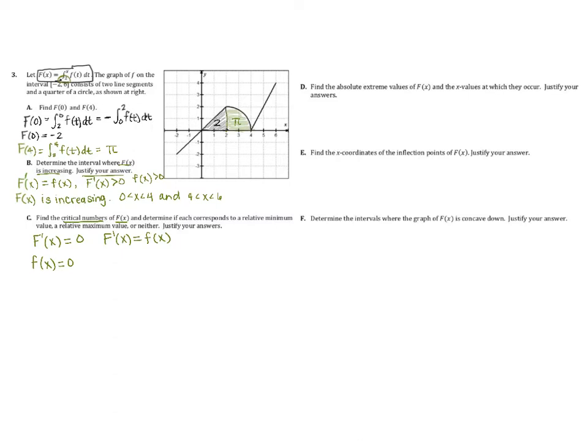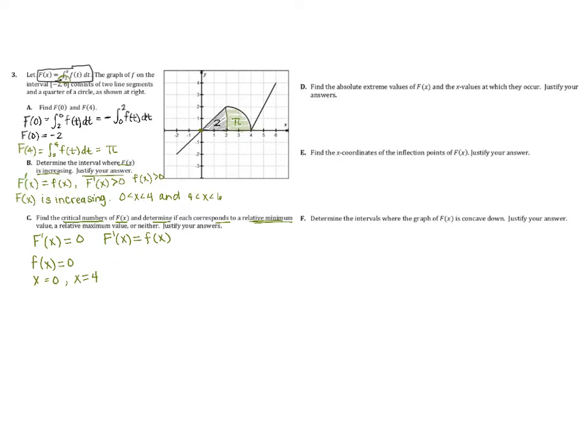So if we go looking at all of these, that's going to happen at x equals 0, and we also have when x equals 4. Okay, so now we have our critical points. We have found those. And now let's talk about part (d), determine if each corresponds to a relative minimum. So I need to classify whether or not it's a relative minimum.